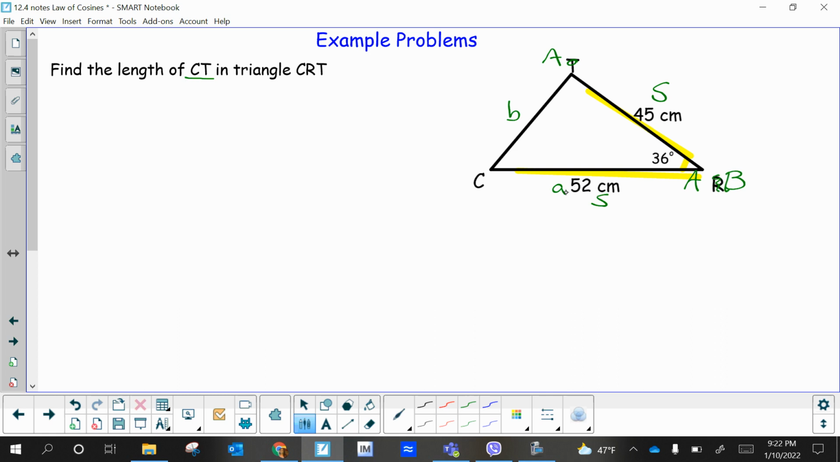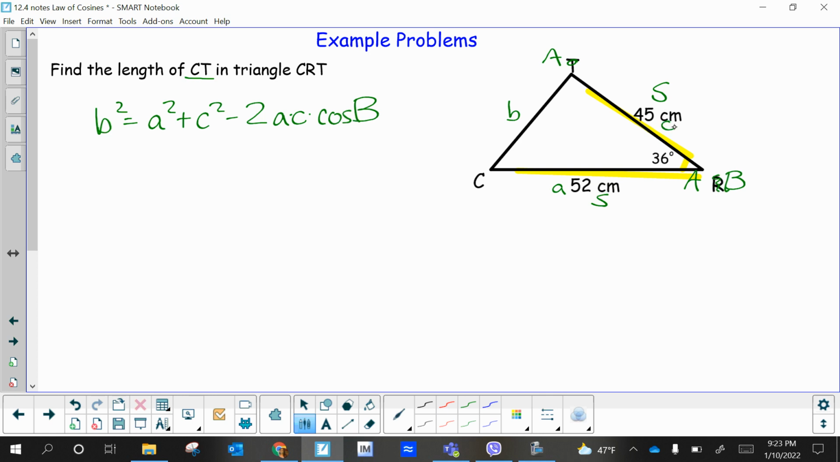and solve for B. Now let's use B to start it off, which is B squared equals A squared plus C squared. Remember, I'm using A and C, the other two sides, minus 2AC, that's always being multiplied, times the cosine of angle B, which we have angle B. All right, so here I go. I'm going to plug in what I know.